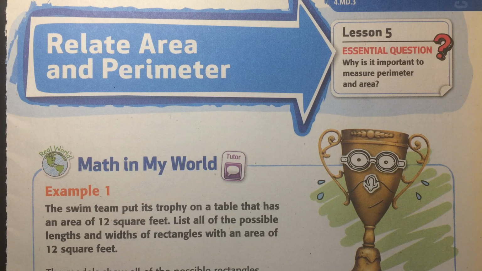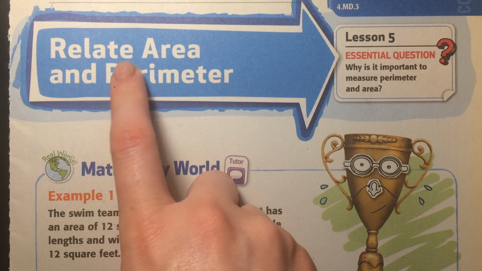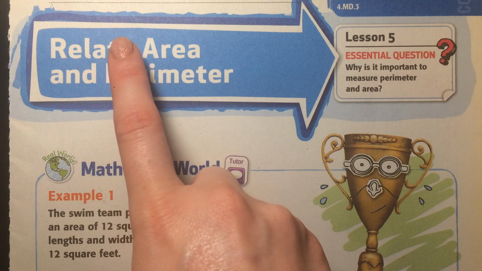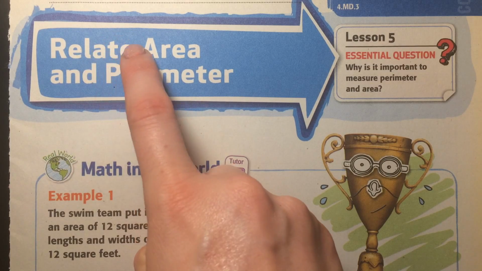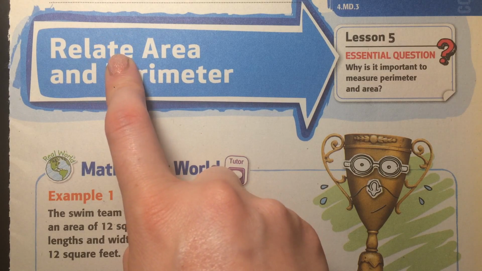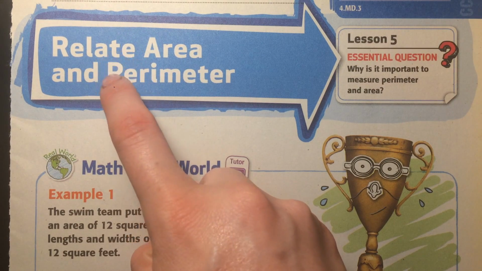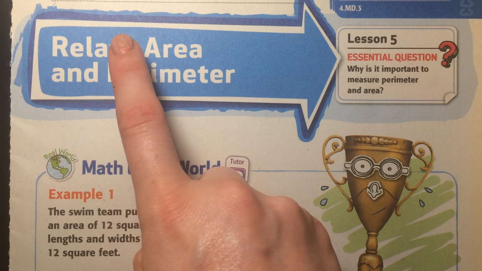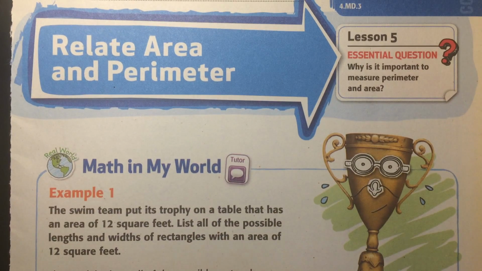Welcome to Chapter 13, Lesson 5, Relate Area and Perimeter. And relate, in this math book, they mean how are they similar, or how are they the same, or how are they different? What's the relationship? Just like when you're related to someone, that means you're in the same family. So you're related to your cousins, or to your grandpa, or your mom. So how are area and perimeter related?